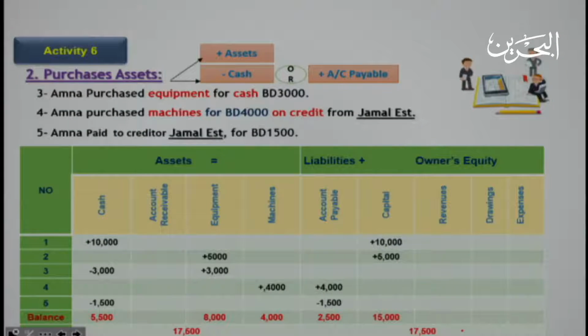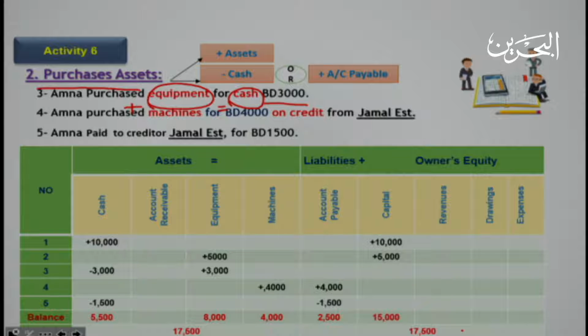Moving to the next activity, the effect will be on the purchase of assets. Let us take an example in the transaction we have. Amna purchased equipment for cash by 3,000. Let us check the keywords in our transaction. Purchase equipment. So the equipment in our company will increase. And also I pay for this equipment by cash. So the cash for my company will decrease.